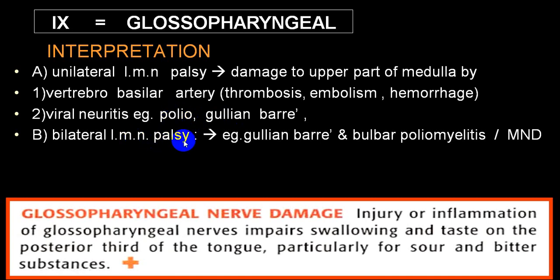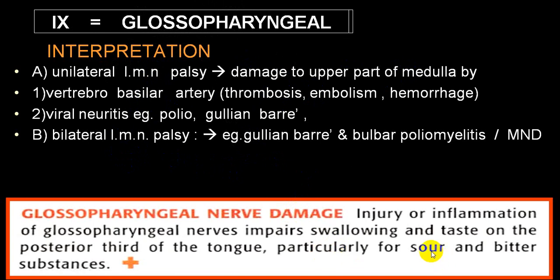Bilateral lower motor neuron palsy will be much more common in Guillain-Barré, bulbar poliomyelitis, and motor neuron disease. So in these three conditions, you can have a bilateral lower motor neuron palsy. But very, very occasionally, you can have a unilateral palsy because of damage in the medulla, which may be because of thrombosis, embolism or hemorrhage involving the vertebrobasilar artery territory. Among the taste sensations, as we already mentioned, sour and bitter taste will be lost if there is damage to the posterior one third of the tongue.